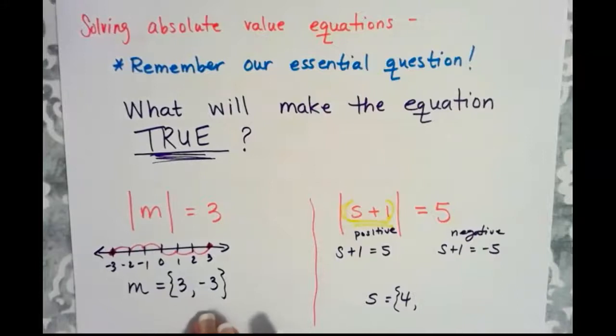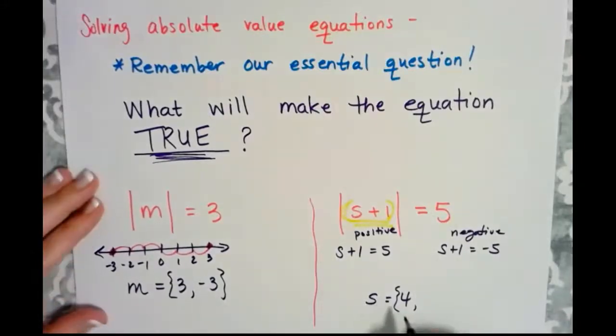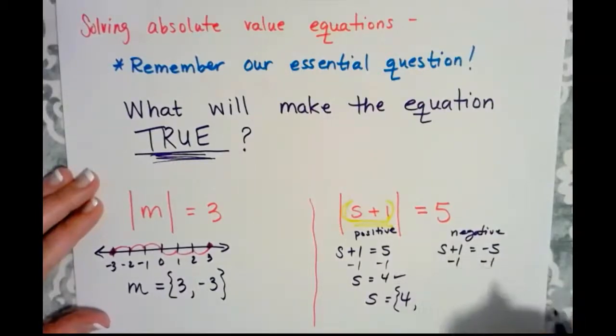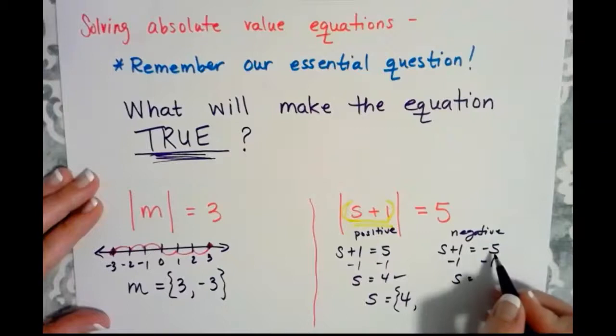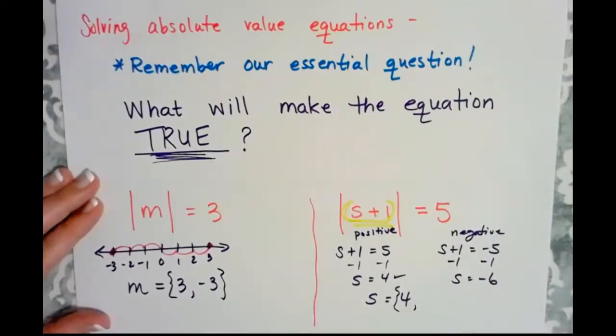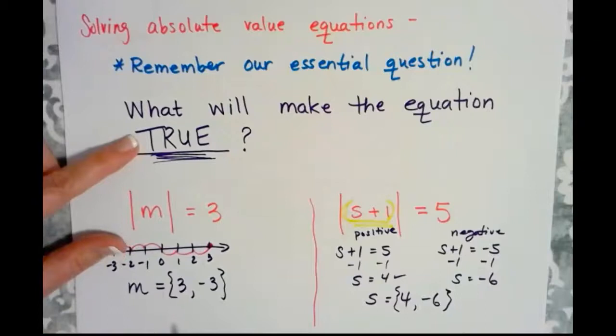Remember, most of the time we're going to get 2 answers here. So -1, -1. I'm solving both of these equations. There's my 4. -1, -1, -5 and a -1 give us a -6, which, when we plug it in, will make the equation true.